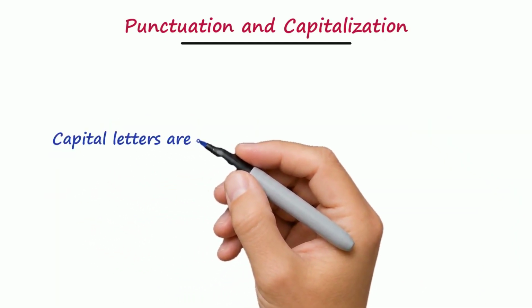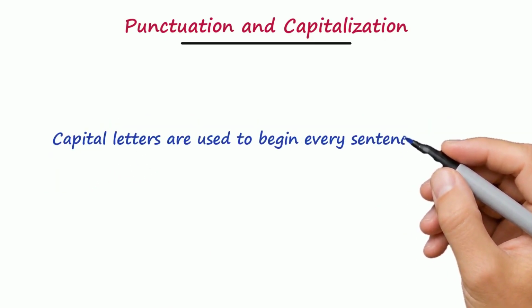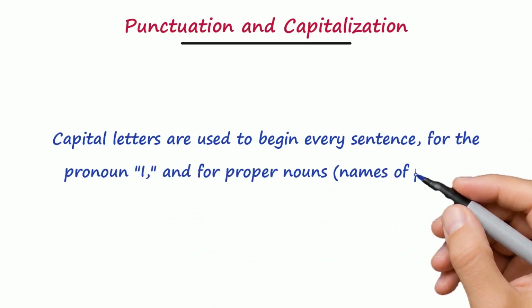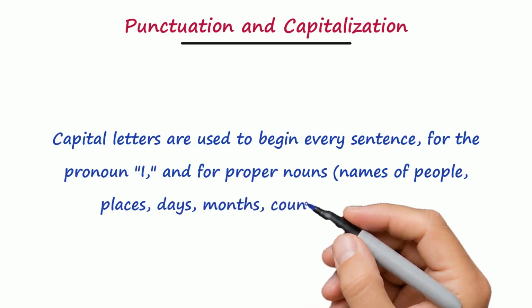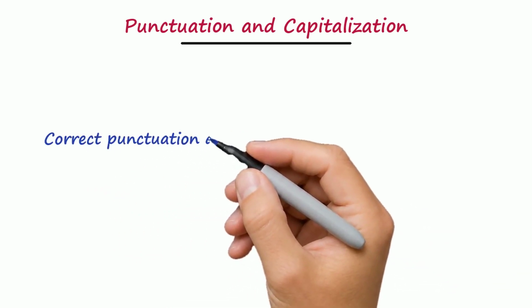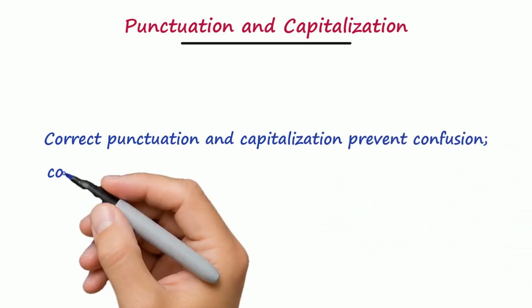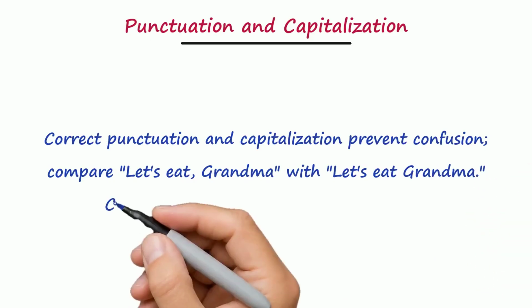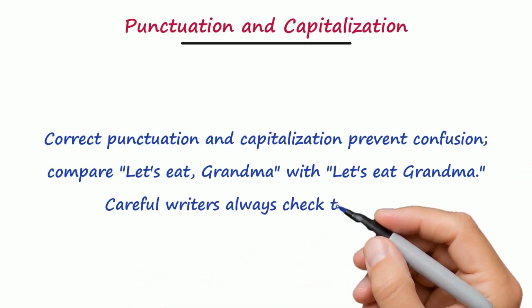Capital letters are used to begin every sentence, for the pronoun I, and for proper nouns: names of people, places, days, months, countries, and titles. Correct punctuation and capitalization prevent confusion. Compare "let's eat grandma" with "let's eat, grandma." Careful writers always check these details.